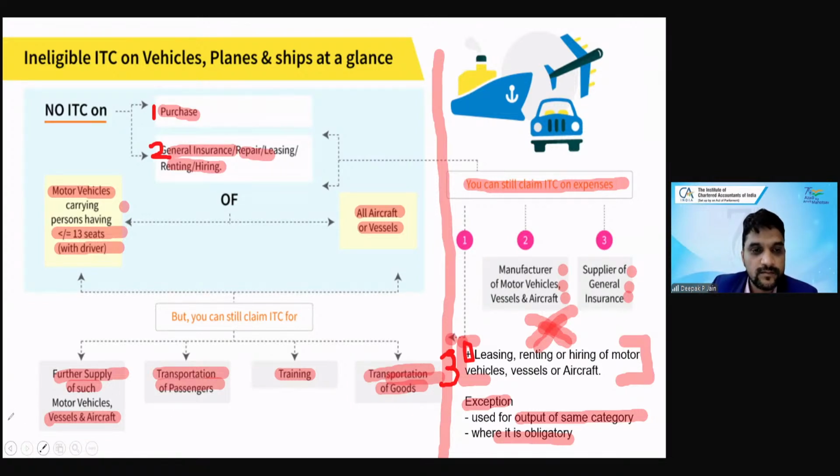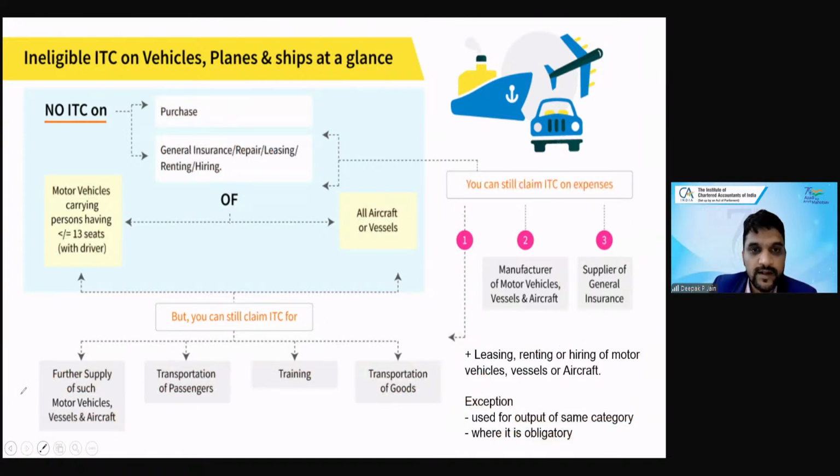Okay. So let's proceed further. Vehicles, that's enough now.